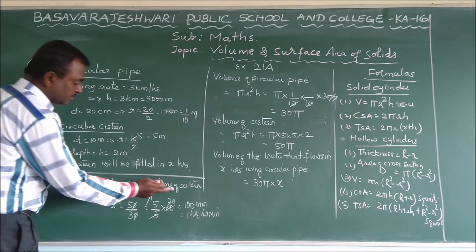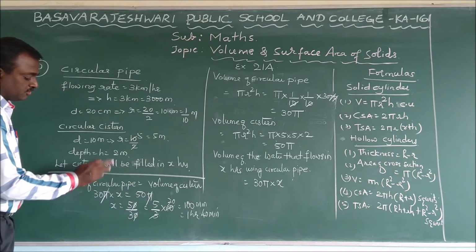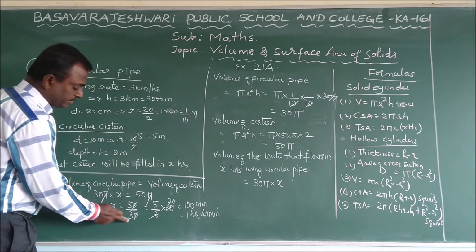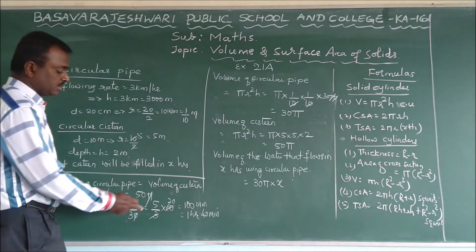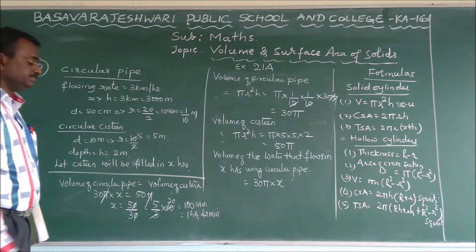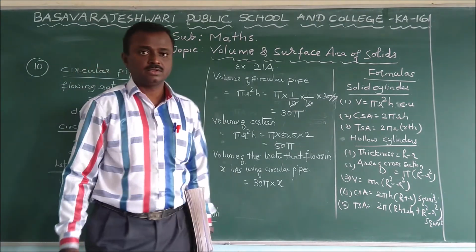The volume of the circular pipe is equal to the volume of the system. So 30 pi x is equal to 15 pi. So pi, pi cancel. x is equal to 5 by 3 hours. That converted into units becomes 100 minutes. So therefore, 1 hour 40 minutes.